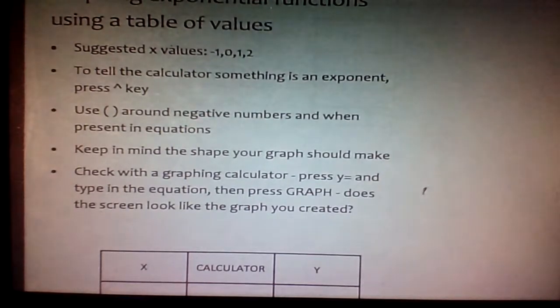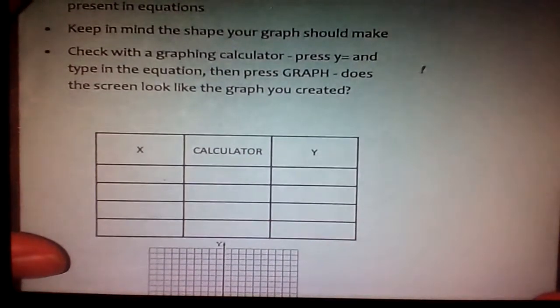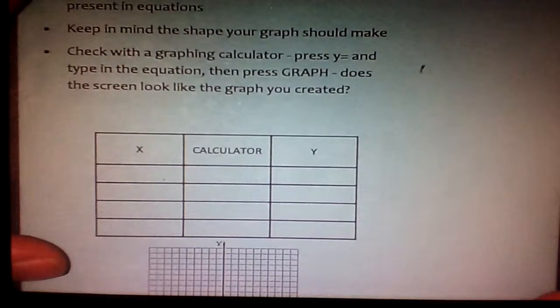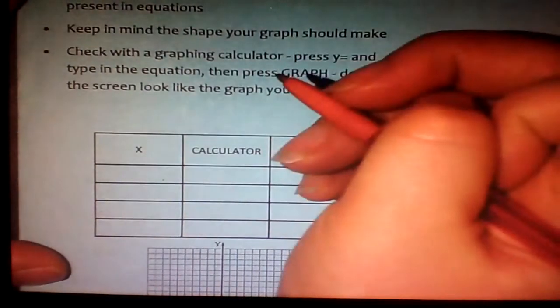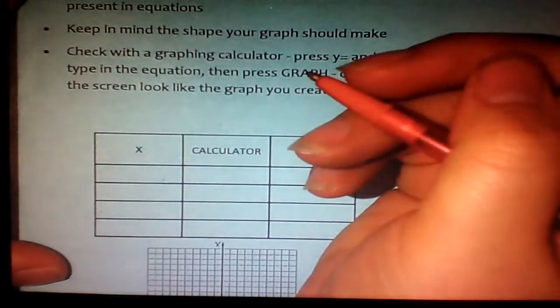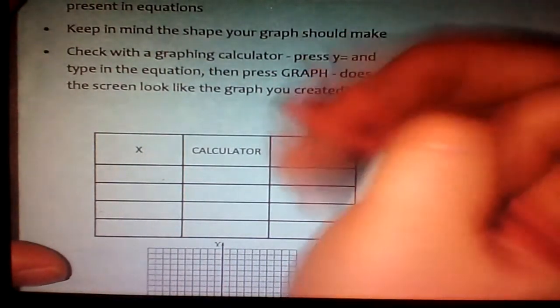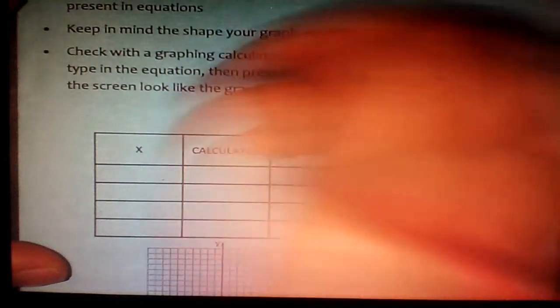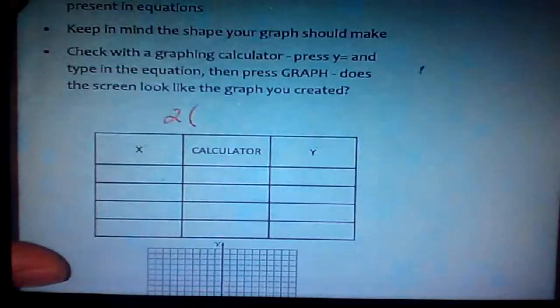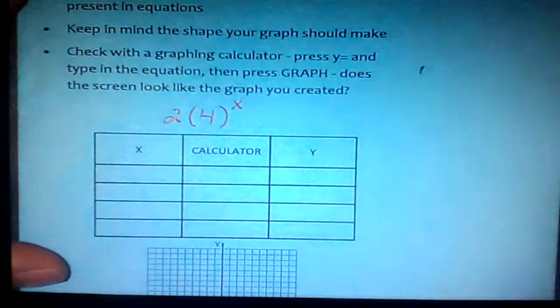Okay. So let's make up an exponential equation. Keep your numbers small, please. So what initial value do we want? I heard 1 and 2. All right, so let's do 2. What do we want to multiply by? 4. Okay. Raised to the x.